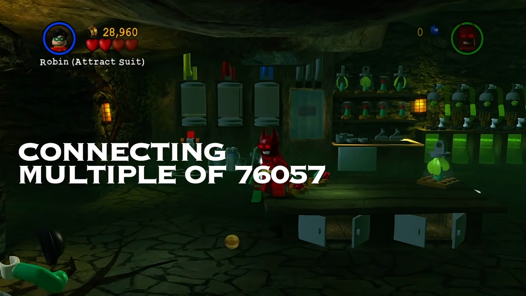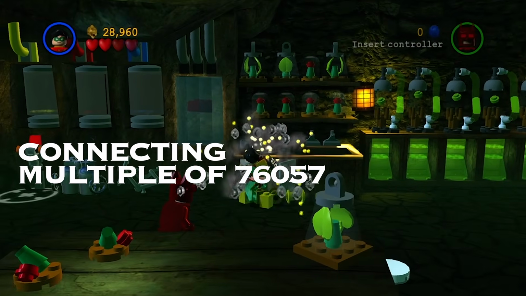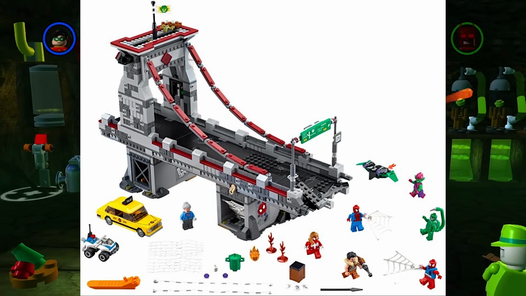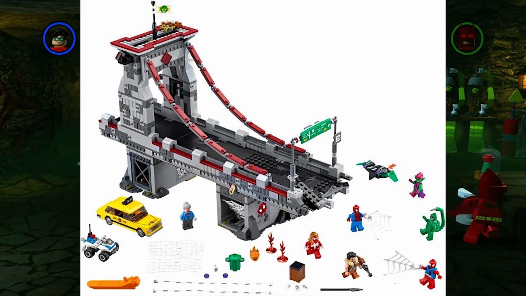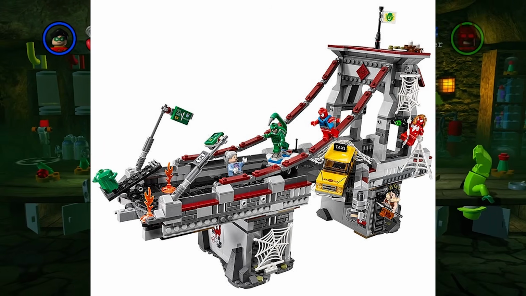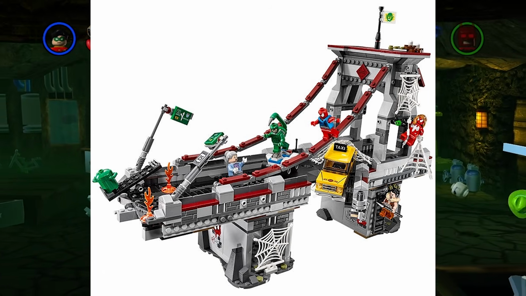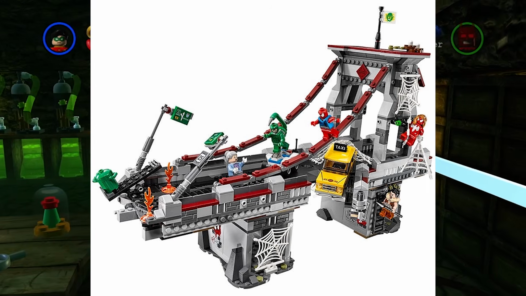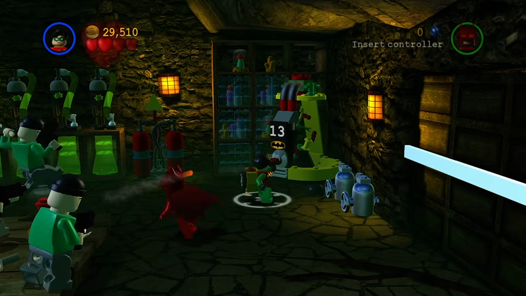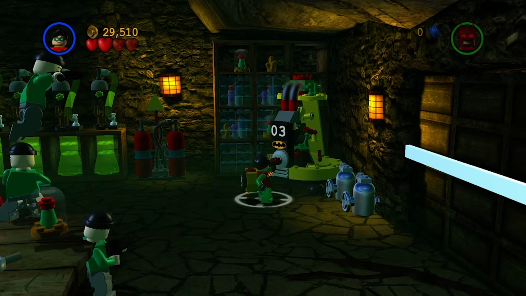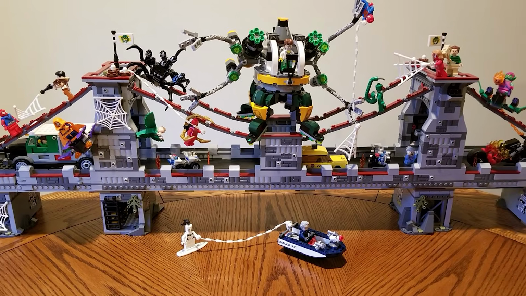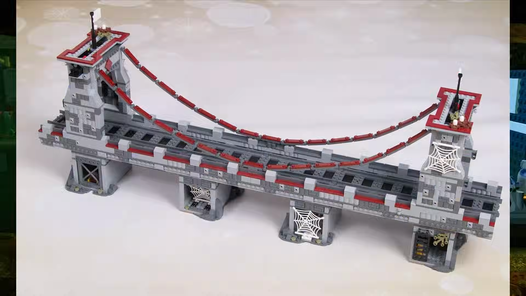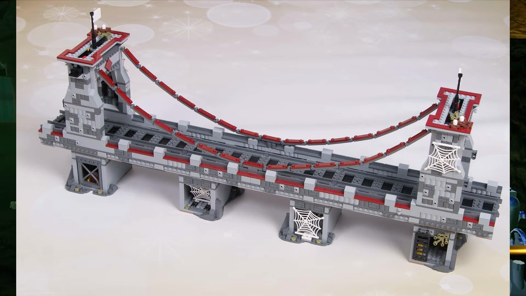Connecting multiple 76057. So Spider-Man Web Warriors Ultimate Bridge Battle is this LEGO Spider-Man set, which is a battle on a bridge. Pretty straightforward name, I'd say. Well, this isn't really a LEGO set that could directly connect to a second model of itself. Some people have been able to do so with some modification to the original build. Certainly one of the more straightforward entries on the chart.